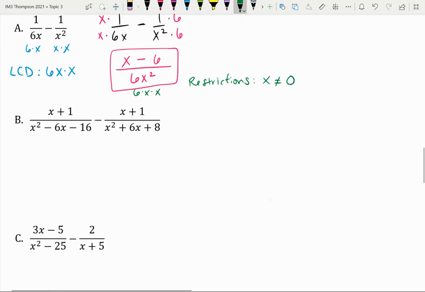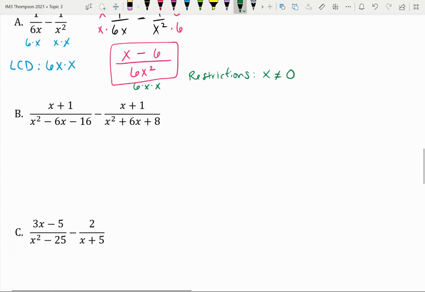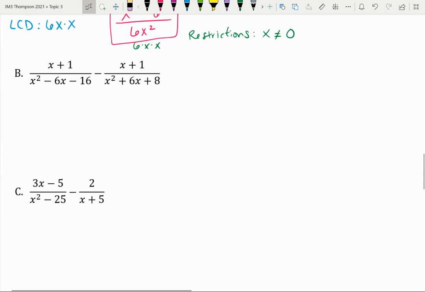I'm going to do B, and then maybe have you do a practice problem. So let's look at B.